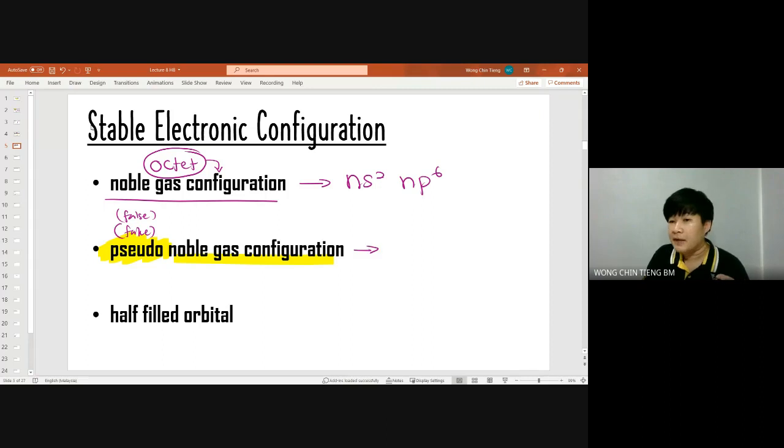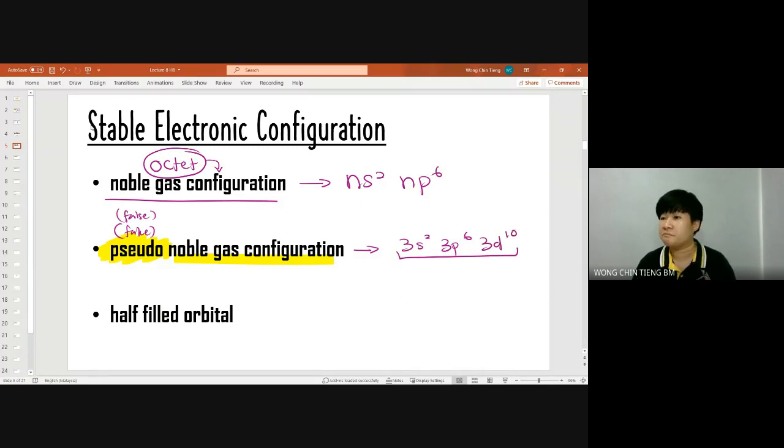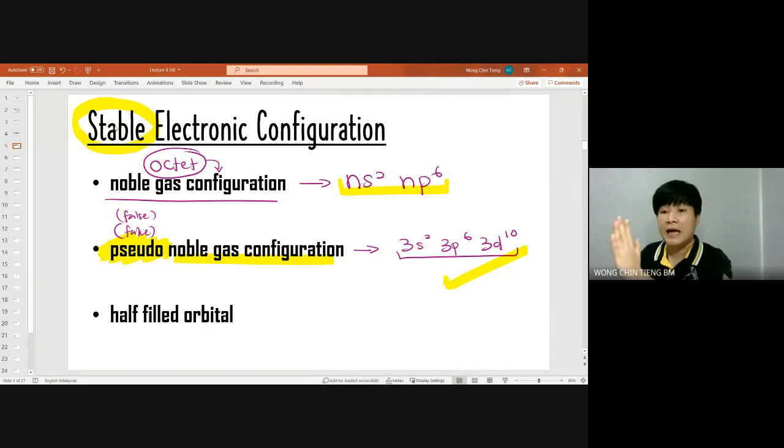Your 3d. It's actually your 3s2, 3p6, 3d10. This is your pseudo noble gas configuration. And obviously, sayang, bila dia duduk bawah stable electronic configuration, of course, this thing is stable. Kenapa dia nama pseudo? Because it's not exactly the same as your octet. Your octet adalah s2p6. Betul. Tapi kat sini adalah s2p6d10.